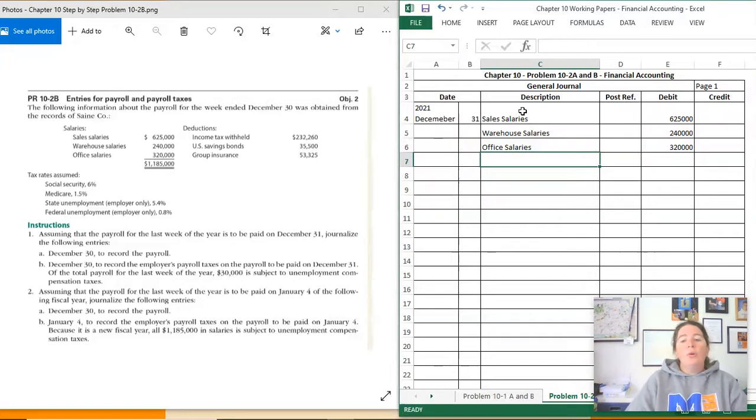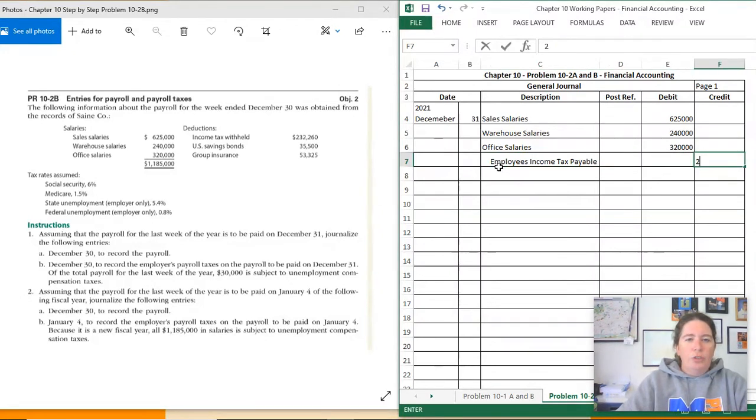Now our credits are going to be all of our deductions and also our payable account. So the first thing we're going to do is start listing our deductions. Again, I'm looking right here in my textbook at my deductions. My first credit is going to be employees' income tax payable. I'm going to indent this because it's a credit. This is going to be my credit for $232,260, and I just pulled the number from right here in my textbook.